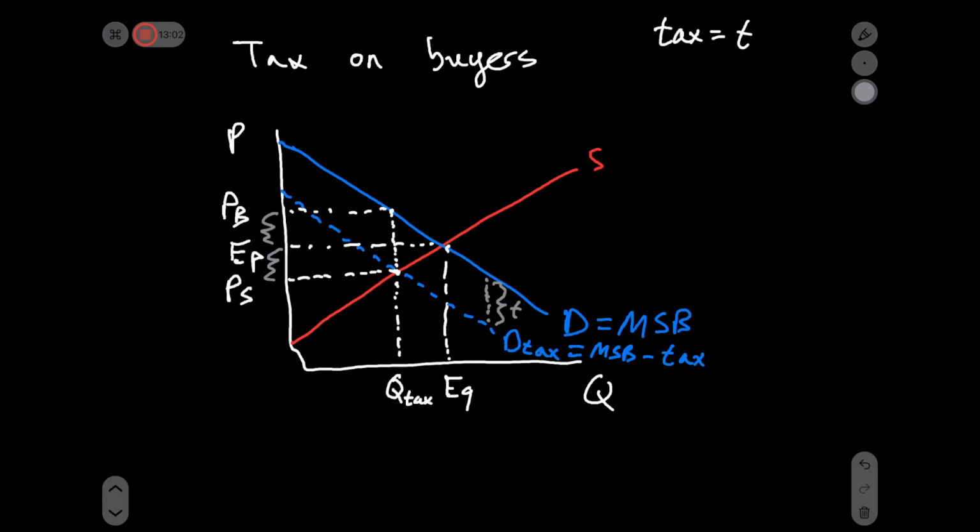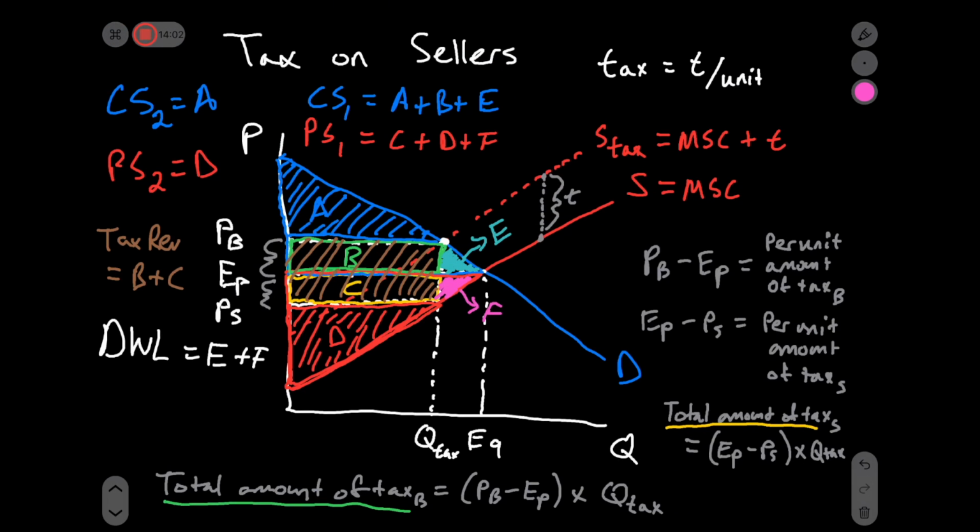P of B is going to be the same, P of S is going to be the same, the new consumer surplus will be the same, triangle A, rectangle B, the total amount of the tax paid by buyers will be the same, the total amount of tax paid by the sellers will be the same, the new producer surplus will be the same, and our deadweight losses, this triangle here, this will still be the same, and this triangle down here will be the same. And so, just like we did before, all of the outcomes are exactly the same.